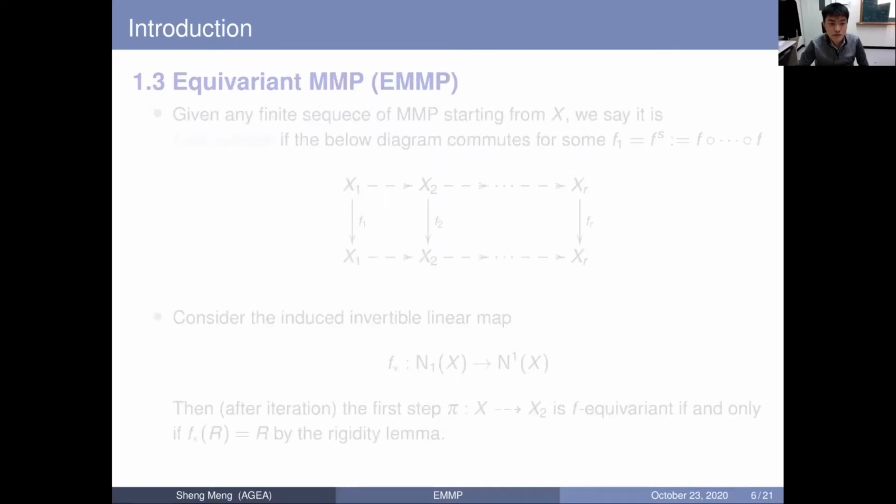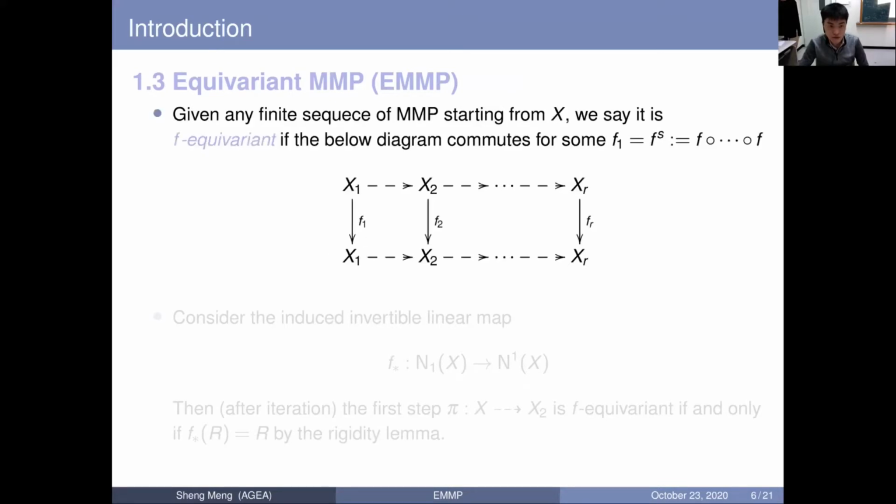Okay, now we come to the part of the equivariant MMP. The definition is simple. Given any finite sequence of MMP starting from X, and X equipped with an endomorphism F, we say it is F-equivariant if the following diagram commutes after iteration. So here our first endomorphism is F_1, but F_1 is some iterate of F.